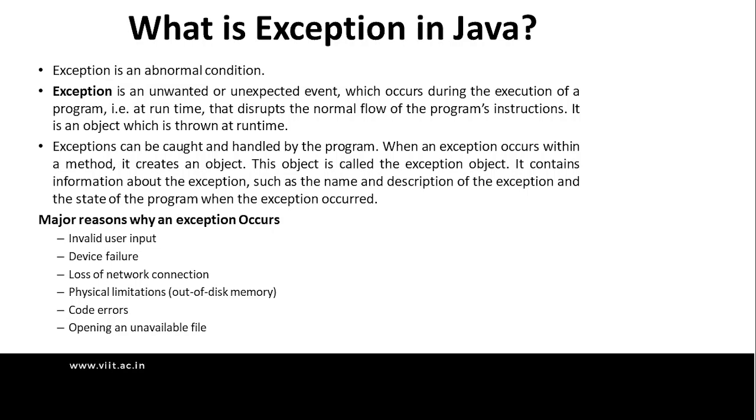An exception can be caught and handled by the program. When an exception occurs within a method, it creates an object. This object is called the exception object. It contains information about the exception, such as the name, description of the exception, and state of the program when the exception occurred.